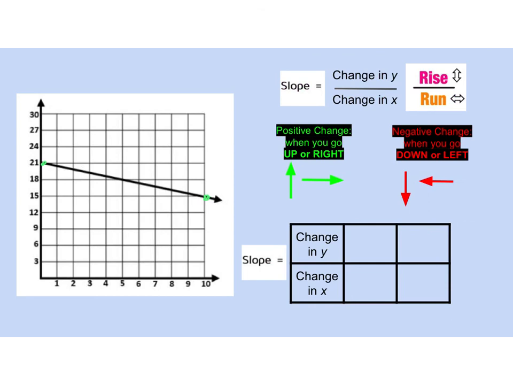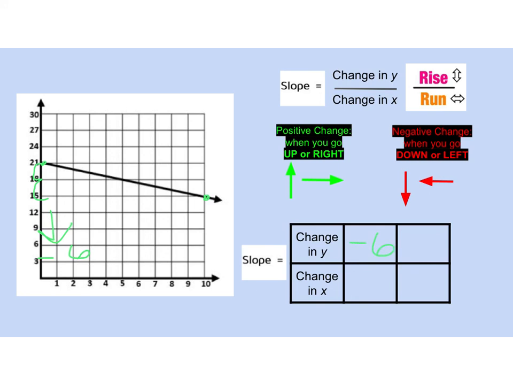Now we're going to look at that same graph using our rise over run. So first we're going to look at our rise, and our y-axis is numbered by 3s. I technically went down 2 spaces, but again, I'm going down by 3s. So my change in y is going to be minus 6.